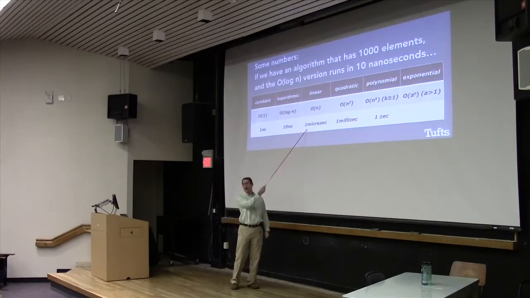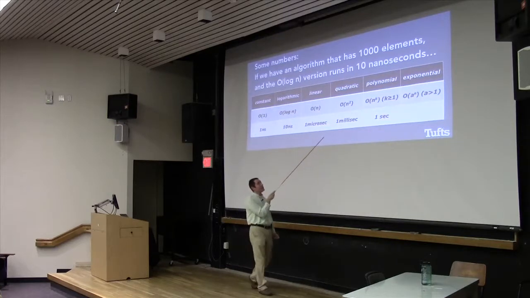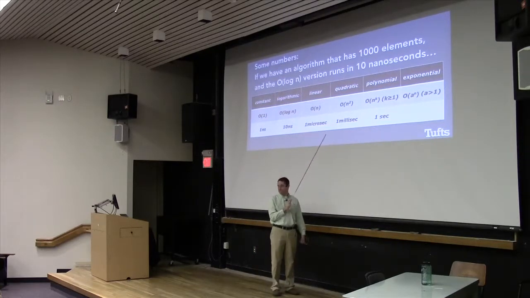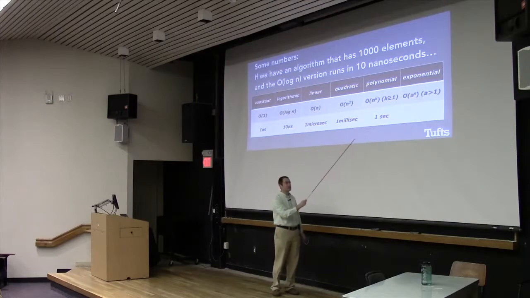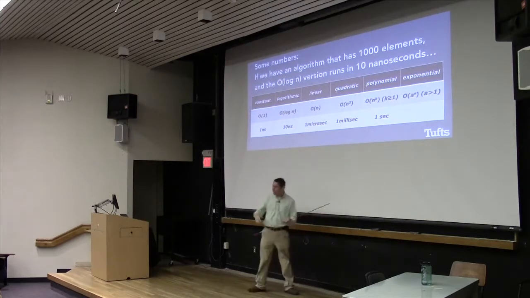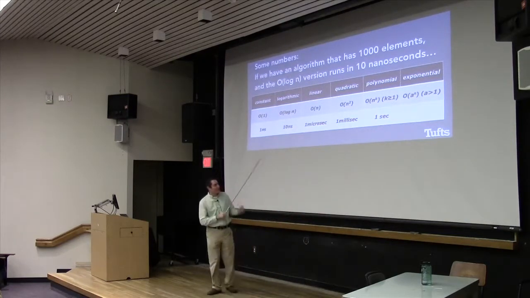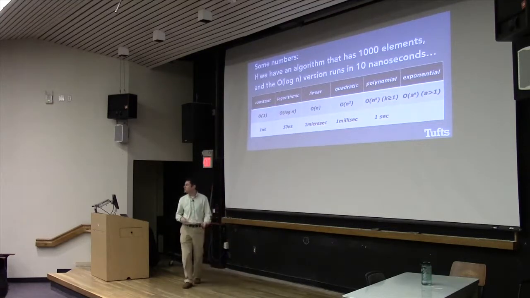It would take the linear algorithm 1 microsecond, also very fast. 1 millionth of a second. It would take the quadratic approach a millisecond, still pretty fast. You're not going to worry about a millisecond going by. And then the polynomial, in this case the cubic solution, is 1 second. You might notice 1 second. You won't notice any of the other ones. But still, not too terrible.